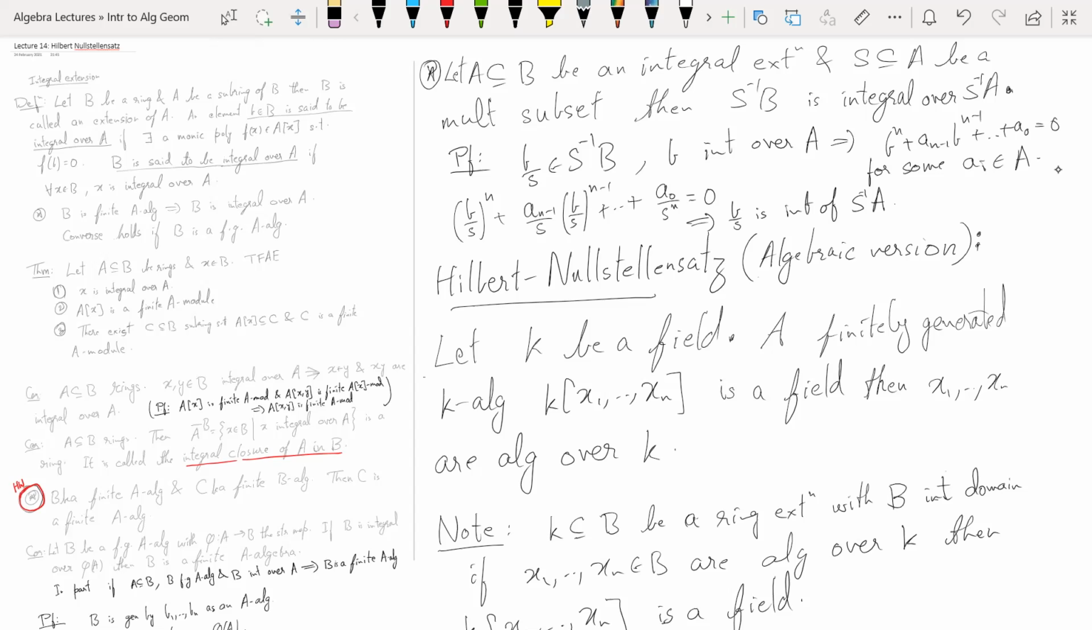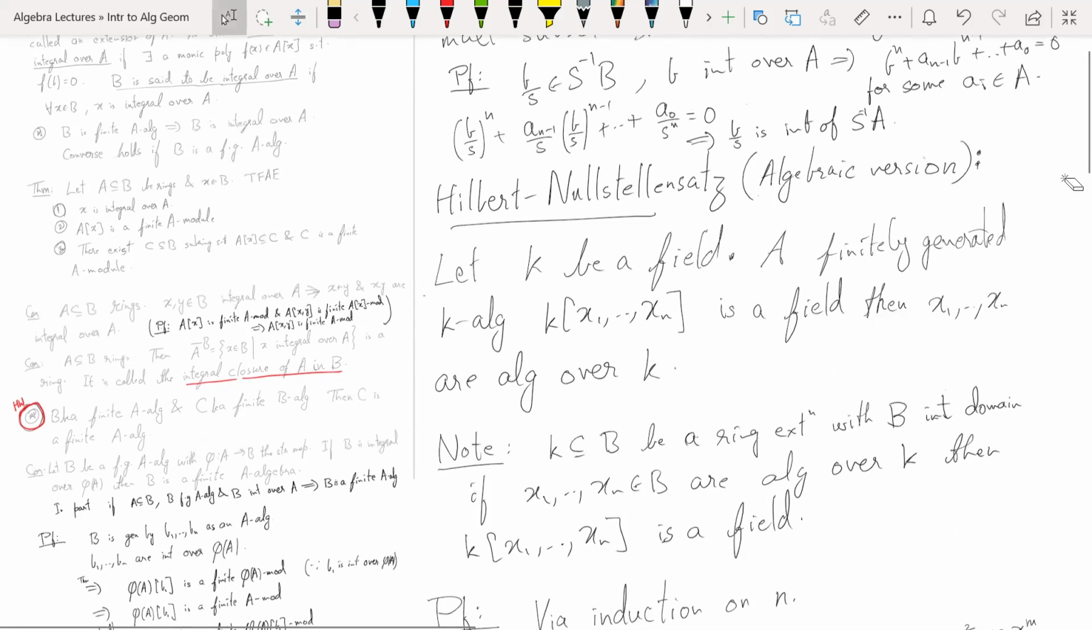Okay, so that's enough about integral extensions. I wanted to get into Hilbert Nullstellensatz. Hopefully, we'll be able to complete this proof. So Hilbert Nullstellensatz, there are many versions of it.